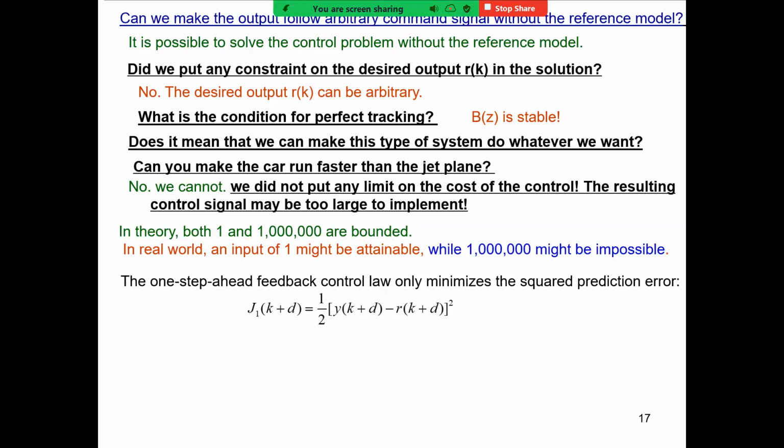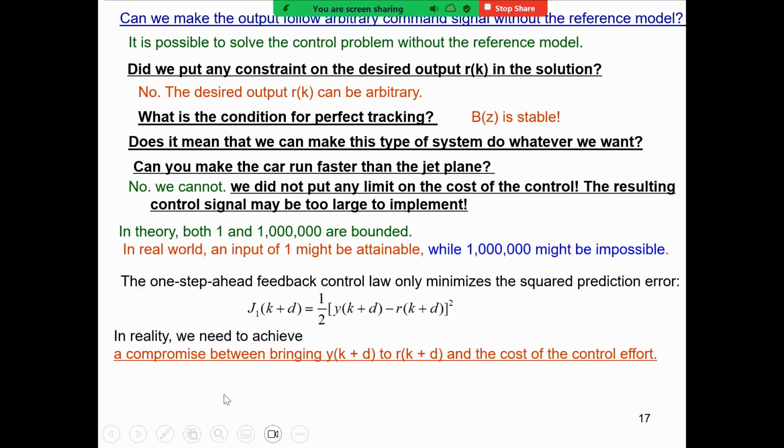But in this cost function, we didn't include a penalty on the expense of the control signals. So if we say that when the control signal is too large, the cost will be huge, then we may find a better controller. It will keep a balance between the objective of making the output follow the desired output exactly, and limiting the expense on the control.